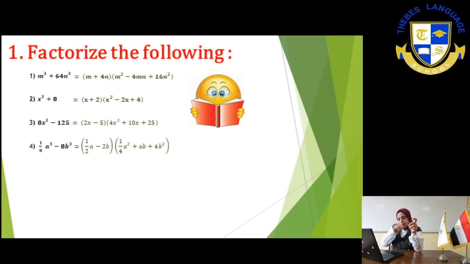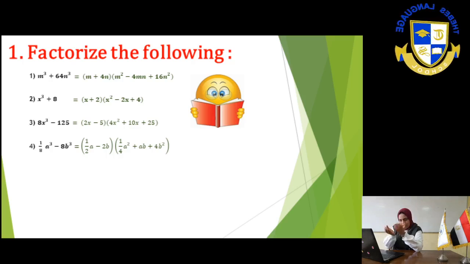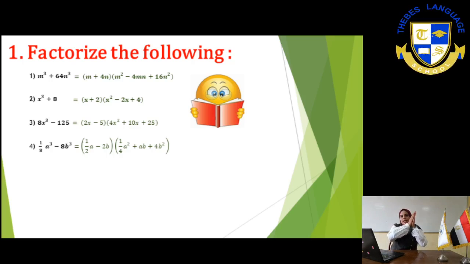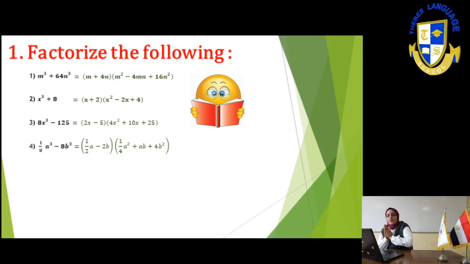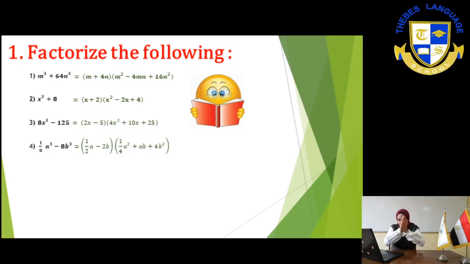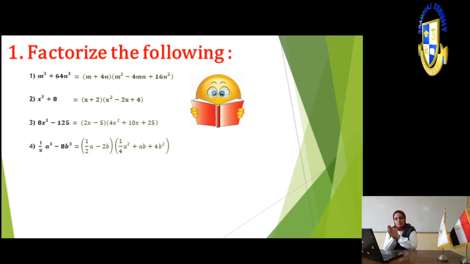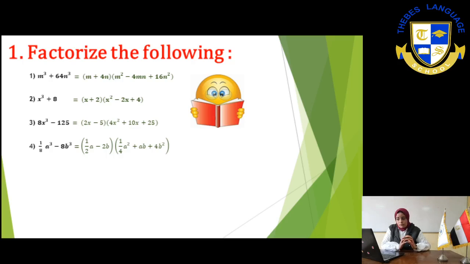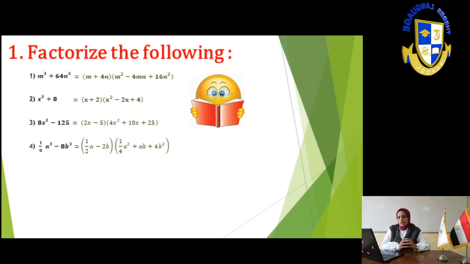Now we will work on the second bracket. By taking 2x to the power 2, it will be 4x power 2. Negative 5 squared will be 25. Multiply 2x by negative 5, it will be negative 10x. Then change the sign.